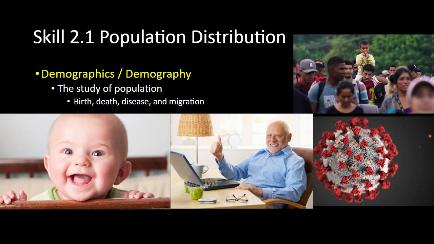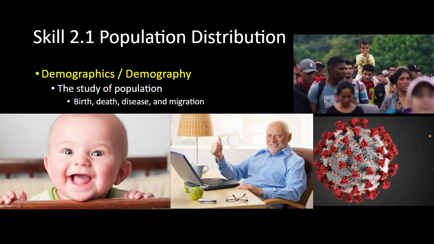All right, so skill 2.1 is all about population distribution. You're going to see that word distribution a lot this year. All it means is the location of something. So if we're looking at the location of population, so where are people living in the world? That's what this skill is about.